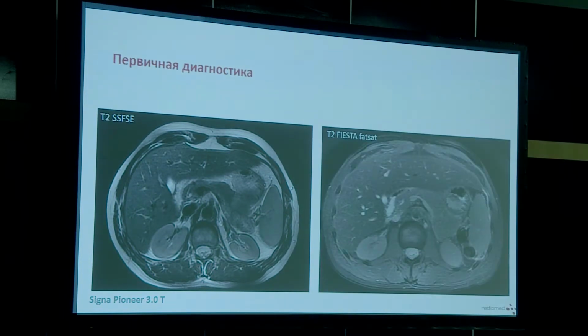MR exam, and you need to have free breathing capabilities in these sick patients that can often not hold their breath in order to exclude underlying pathology. This is an example for a T2 weighted fat saturated FIESTA image. You can depict some peripancreatic fluid still. This is T2 single shot.